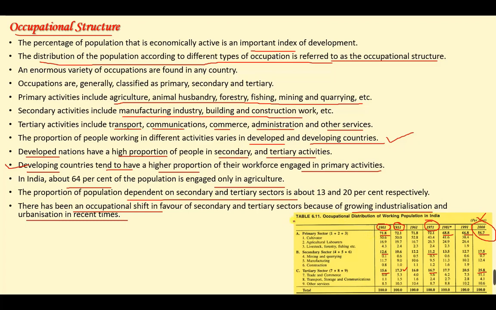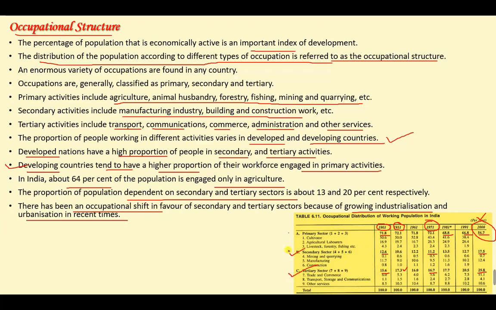So there is a lot of improvement required for the occupational structure, and that is possible through improvement in education, educational qualities, development of industries, diversification and expansion of tertiary sector activities. All that will result in better improvement of our economy, where more and more people will be engaged in secondary sector and tertiary sector.